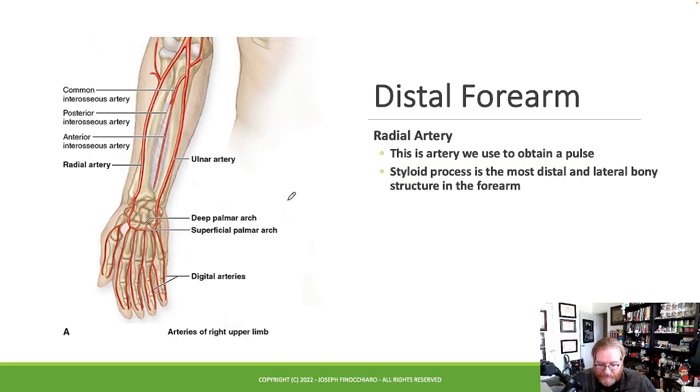The styloid process is the most distal and lateral bony structure in the forearm. Now, whenever you have these things that, hey, it is the most, it is the first, it is the largest, that is your clue that that might be a piece of important information to memorize for a test.